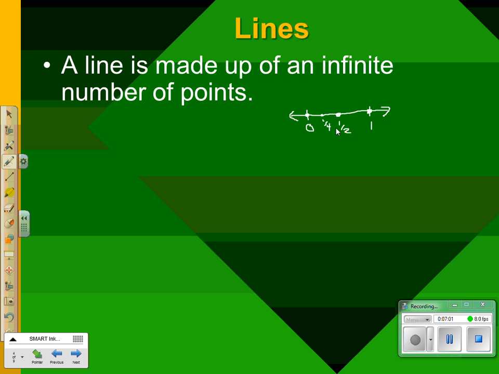So between any 2 points, there's always an infinite number of other points because you can always deal with fractions. That kind of helps. Does that make a little bit more sense? Cool.